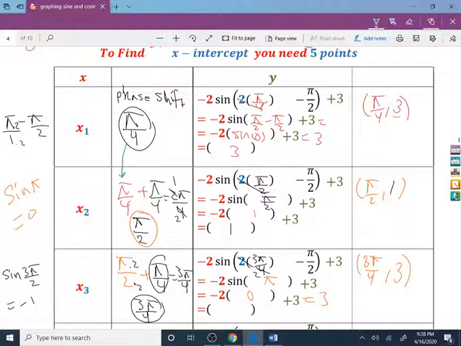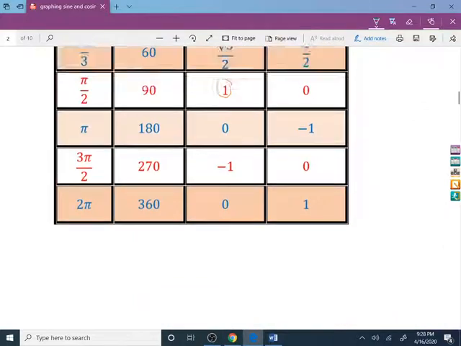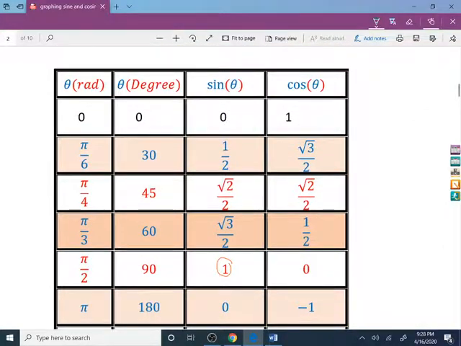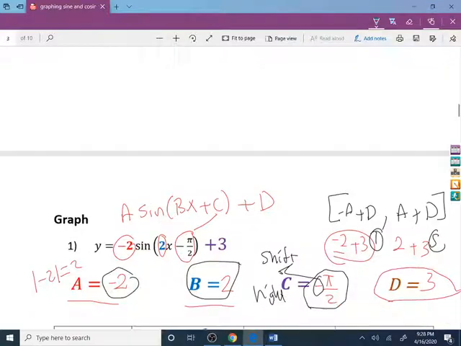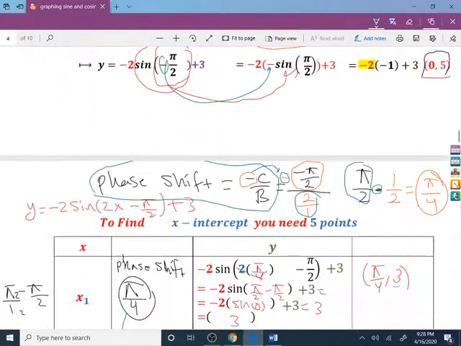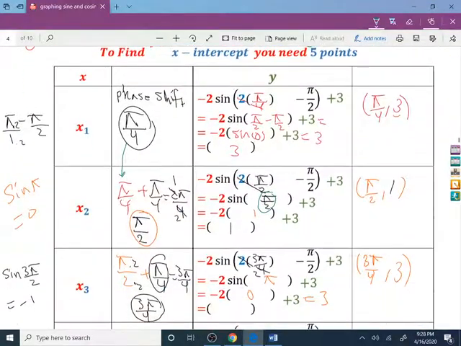Plug pi over 2 into the same function. 2 cancels with 2, leaving pi. Pi minus pi over 2 is pi over 2. What's sine pi over 2? Okay, going back to the table, sine pi over 2 is what? 1. Then negative 2 times 1 is negative 2, plus 3 is 1. Then the point is pi over 2 and 1.